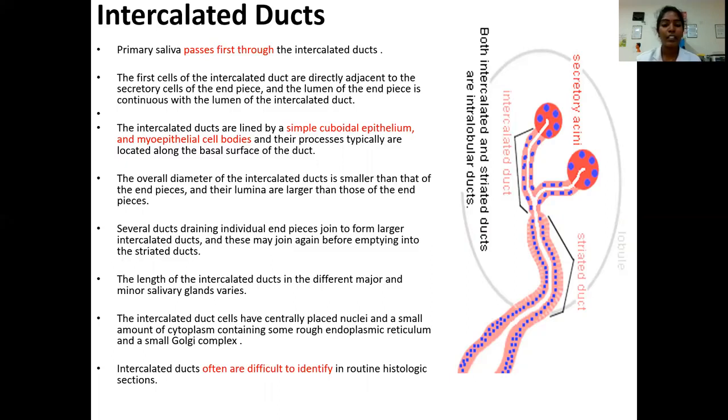Several ducts draining individual end pieces join to form a larger intercalated duct, and these major ducts join again before emptying into the striated duct. The length of the intercalated duct is different in major and minor salivary glands. The intercalated duct cells have centrally placed nuclei and a small amount of cytoplasm containing some rough endoplasmic reticulum and small Golgi complexes. Intercalated ducts often are difficult to identify in routine histological sections.